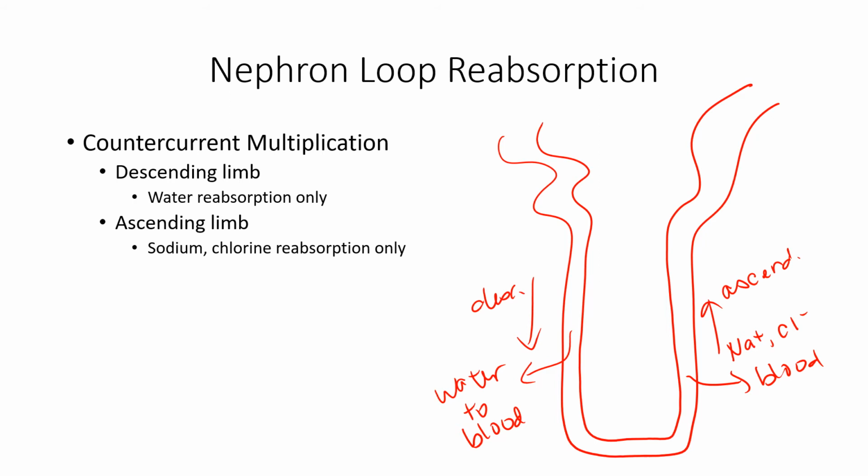So the whole point here of this special process called countercurrent multiplication is to adjust the saltiness of the filtrate traveling through this nephron loop. Okay, remember that term, countercurrent multiplication. It occurs here in this nephron loop.